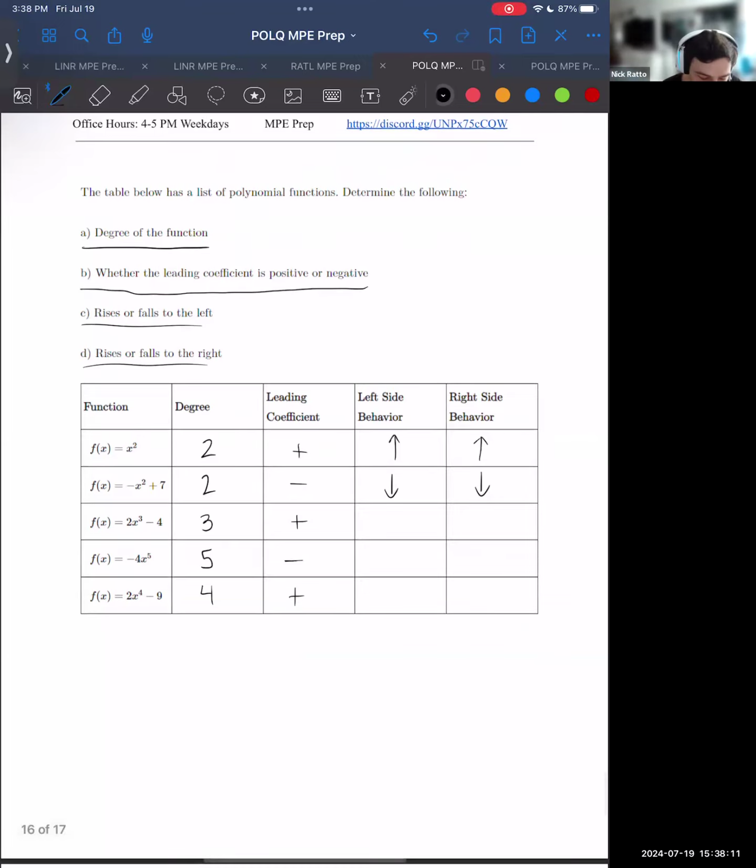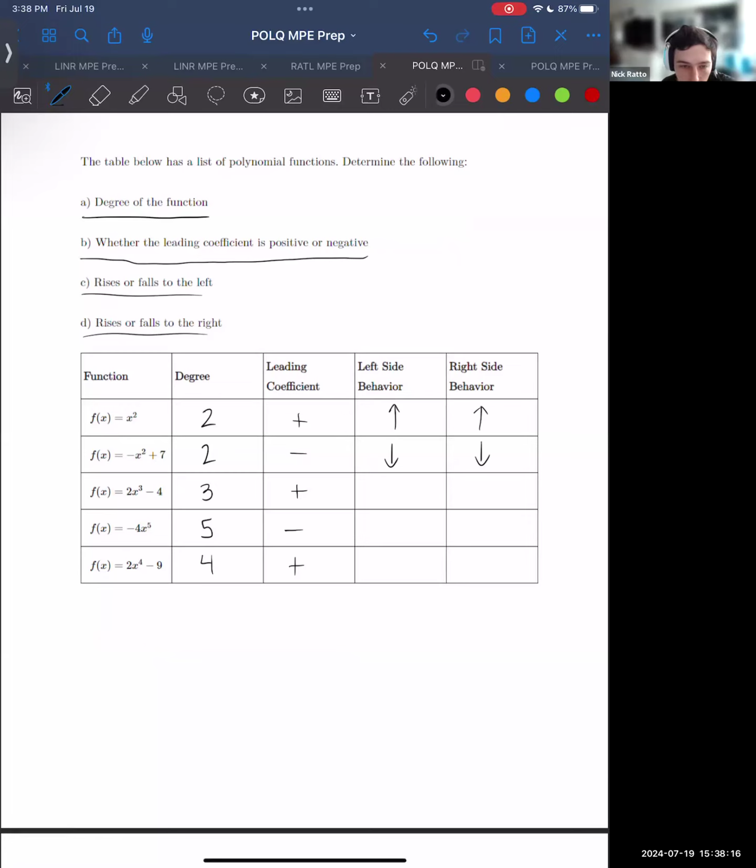All right. We got degree 3 with a positive leading coefficient. What can we expect from both sides? I'm not even gonna try and do this with my hands. It's just gonna come out terribly. Yeah. Yeah, negative infinity and positive infinity.